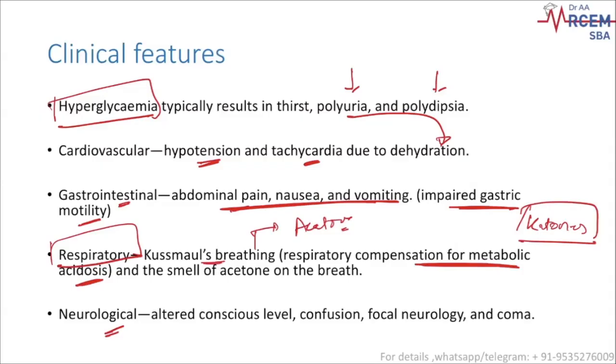Neurological symptoms occur because glucose is the main substrate for energy for your brain. Other than that, there is no other substrate which the brain can utilize. So the brain cannot utilize anything other than glucose for energy. For that particular reason, they end up having neurological symptoms like altered sensorium, confusion, sometimes even the patient can go into coma.